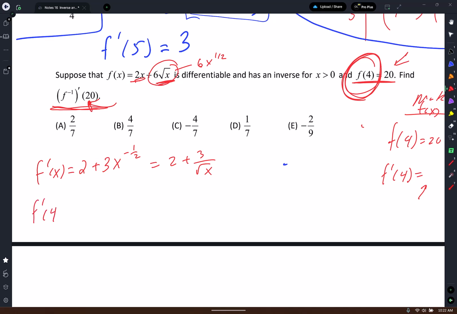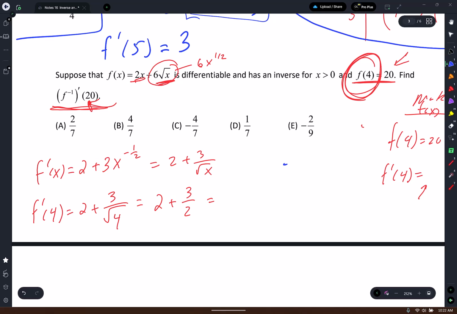f prime of 4 equals 2 plus 3 over square root of 4. 2 plus, what's the square root of 4? 2. All right, so now I have that. So turn that 2 into 4 over 2, I guess. 4 plus 3, so 7 over 2. So it's 2 over 7. Okay, it makes sense. Whatever that is, you take the reciprocal.